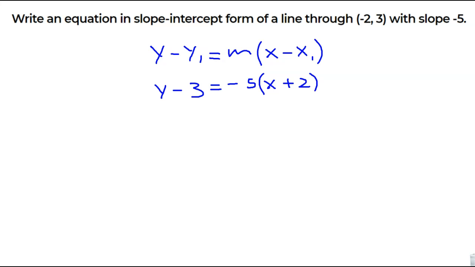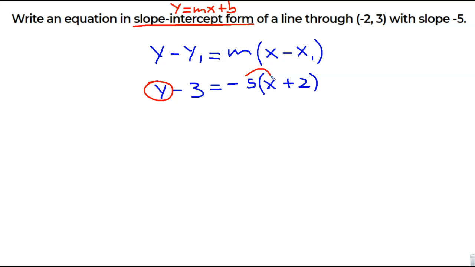Okay, so we've got our equation written, but notice this one says we want the answer in slope-intercept form. Do pay attention to the form you're looking for come test time. Make sure you don't put the wrong one in. So slope-intercept form is our good old y equals mx plus b. So if I take this point-slope form and solve it for y, that'll be in slope-intercept form. That'll be my y equals mx plus b.